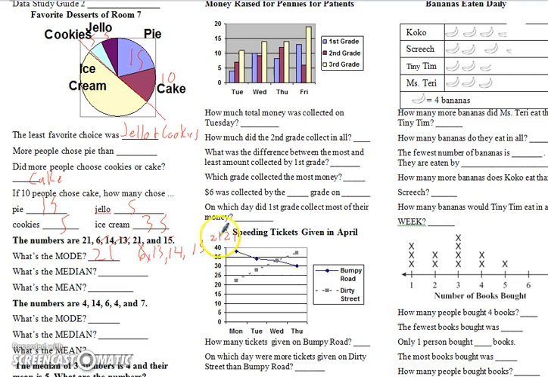Median would be right in the middle. So I'm in the middle of 14 and 15. Well, that would be 14 and a half, 14.5. I could have added them together and divided by 2.